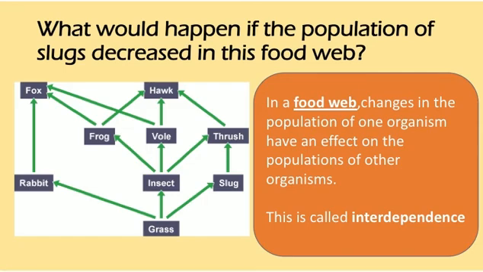So like I said, in a food web, the changes in population of one organism will have a knock-on effect on the populations of other organisms, and this is called interdependence. So all of the plants and animals in this food web, so in this ecosystem, they will be interdependent on one another.